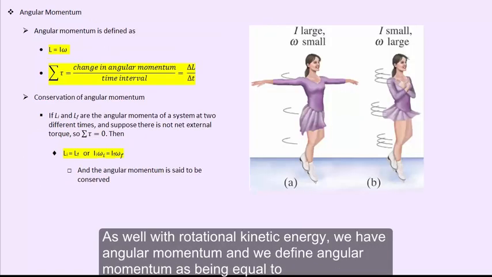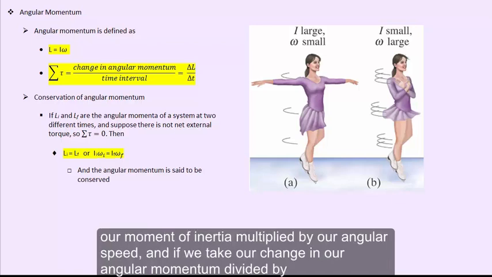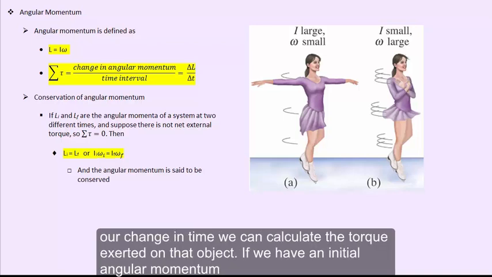As well with rotational kinetic energy, we have angular momentum. And we define angular momentum as being equal to our moment of inertia multiplied by our angular speed. And if we take our change in angular momentum divided by a change in time, we can calculate the torque exerted on that object.